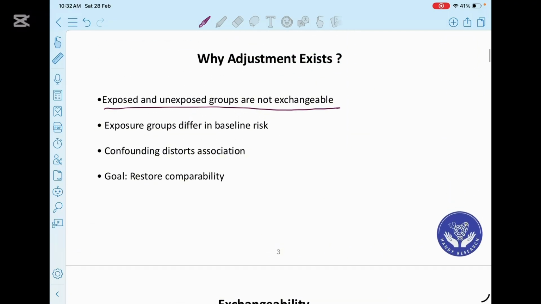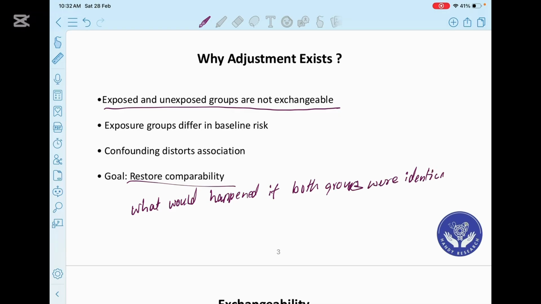Adjustment tries to answer what would happen if both groups were identical except for exposure. And that's the goal of adjustment.